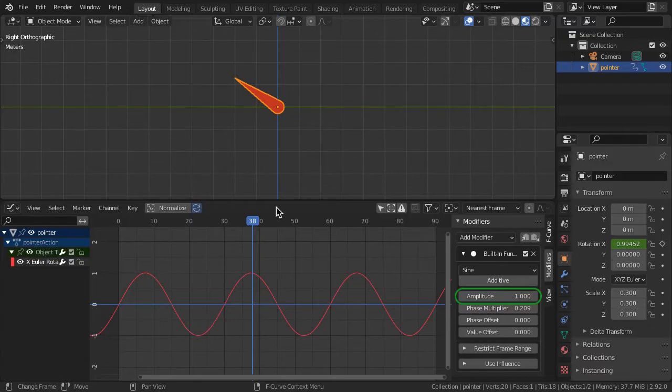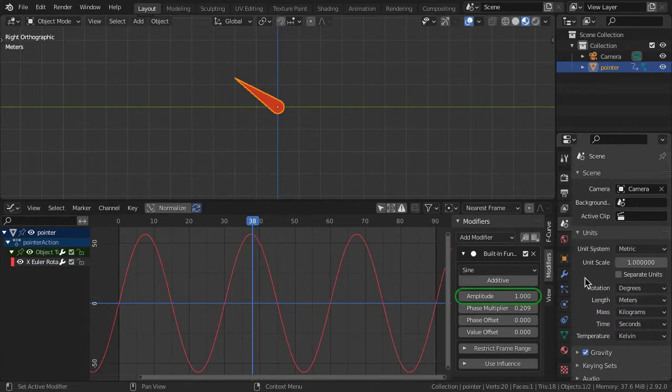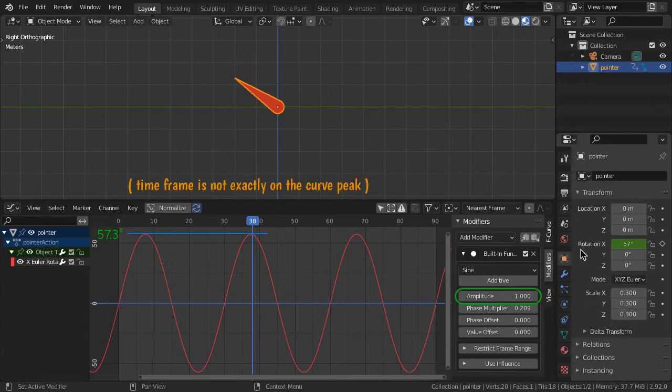The value of the output displayed in the graph editor will depend on the rotation units set in the Blender's scene properties. When scene units are set to radians, an amplitude of 1 will display as 1 radian in the graph. When scene units are set to degrees, an amplitude of 1 will display as 57.3 degrees on the graph. 57.3 degrees is approximately 1 radian.